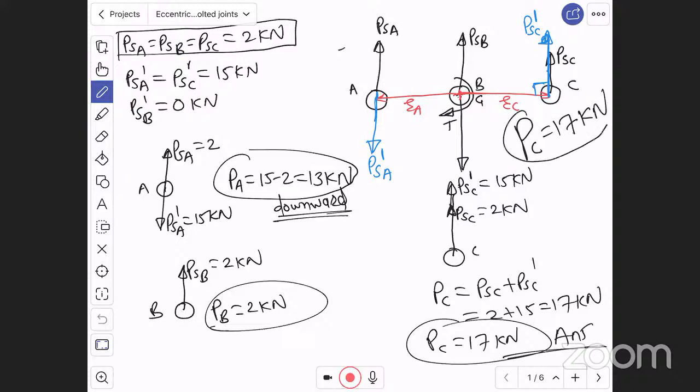This is your answer. Look at the options. Option B is the correct choice in your given data. Sorry, option C. Option C was 17 kilonewton. Option C is the correct choice. If you select option C, you will get full marks, that is 2 marks. This is your answer.